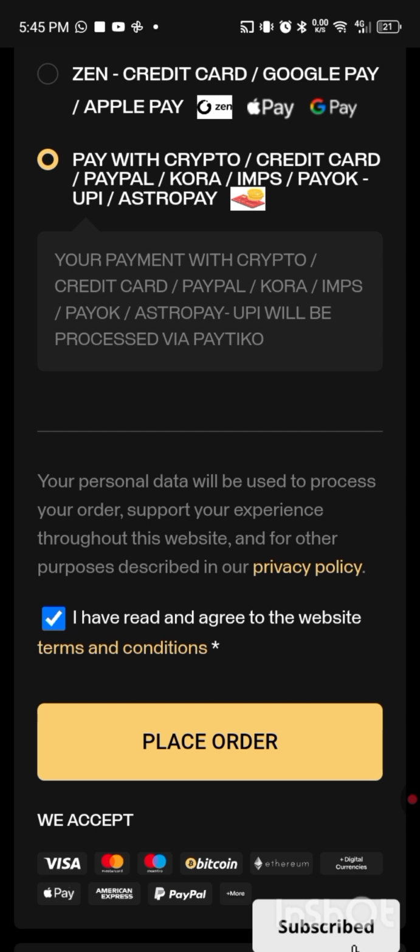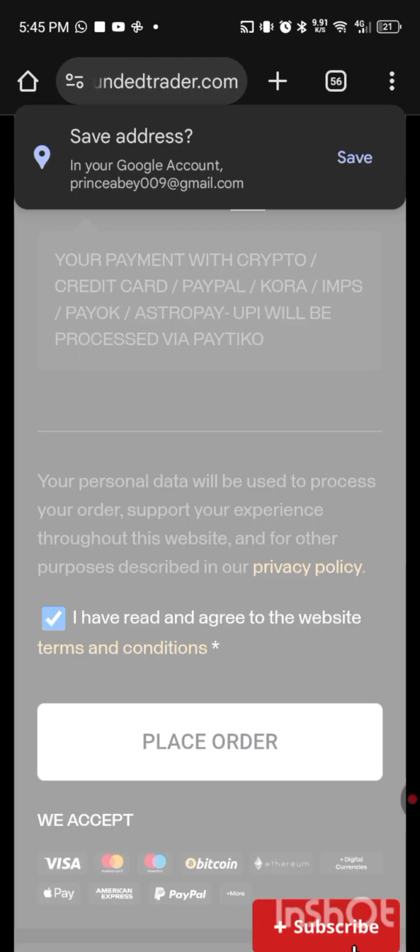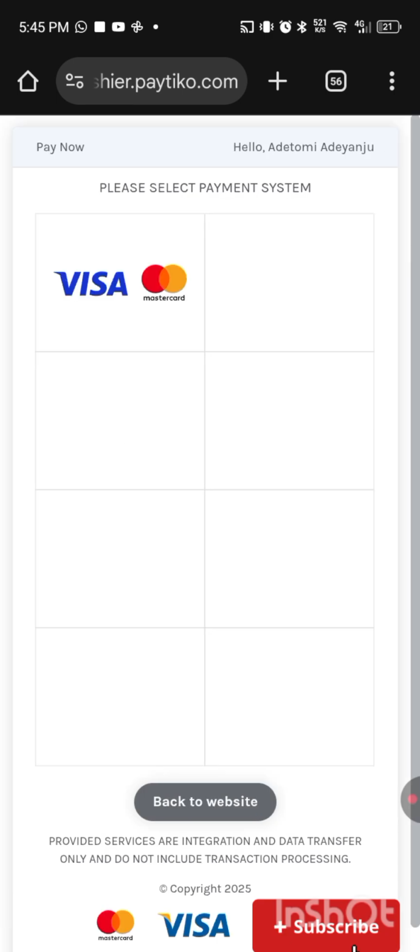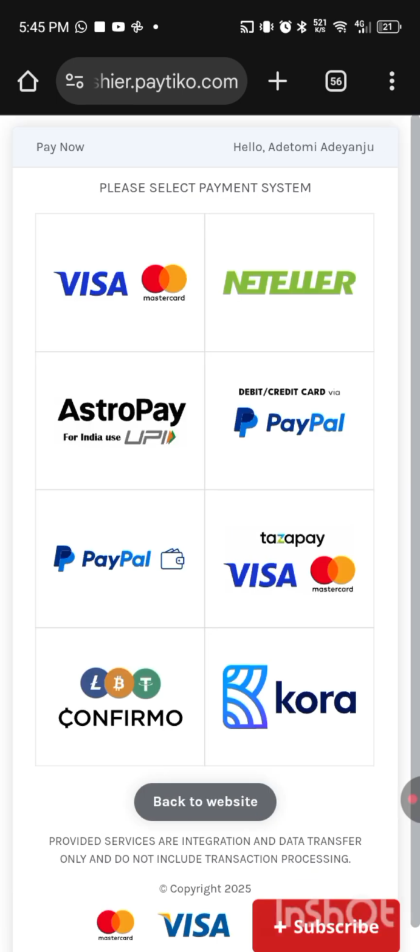Agree to the website terms, mark it, and click on place order. When you click on place order, let's wait to see the confirmation of the order that you've placed. It's going to load something like this on the screen. So let it load. What next? Because I chose payment with crypto, I'm going to click on LBT confirm.